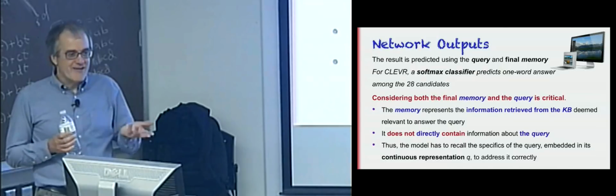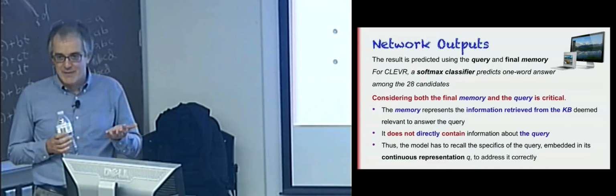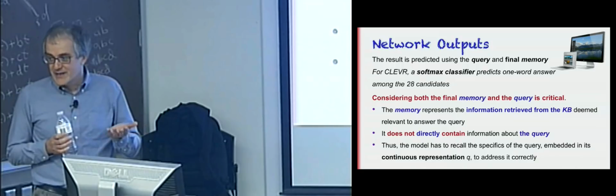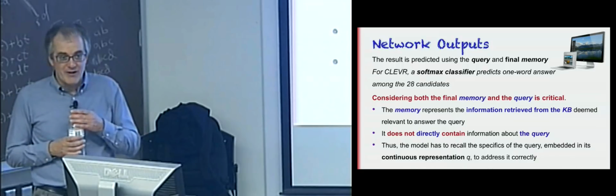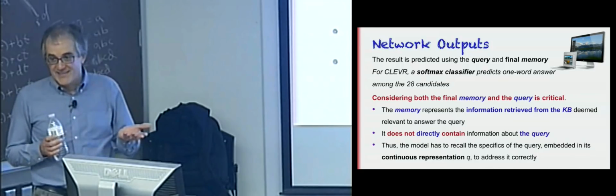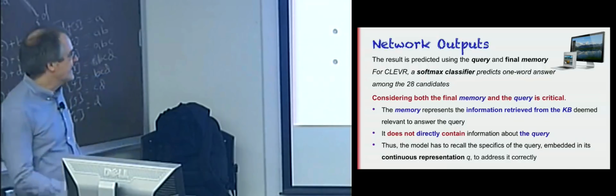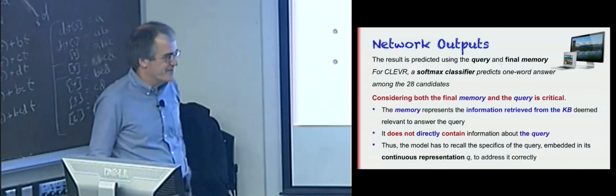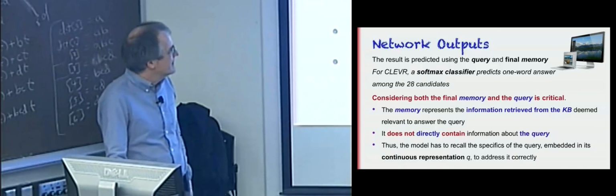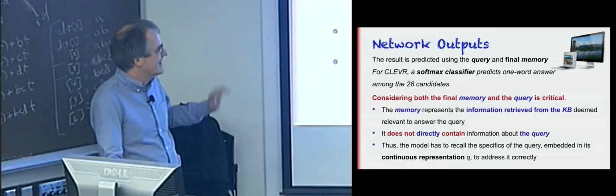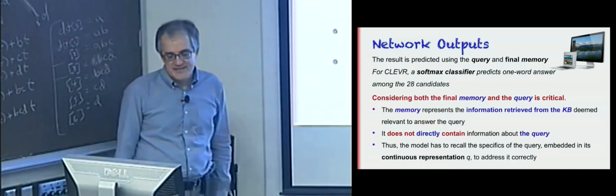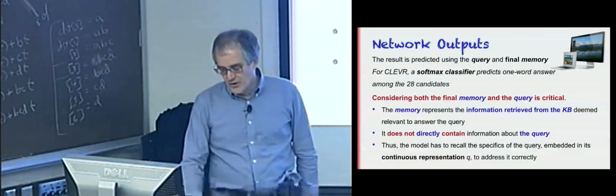And there are numeric questions, so there are sort of how many cubes are there in the picture or to the right of the yellow block. But, you know, there are never that many things in the picture, so we only need single-digit numbers. So at the end of the day, there are actually 28 different possible answers to questions. So we're just using a simple softmax classifier that picks the final word.